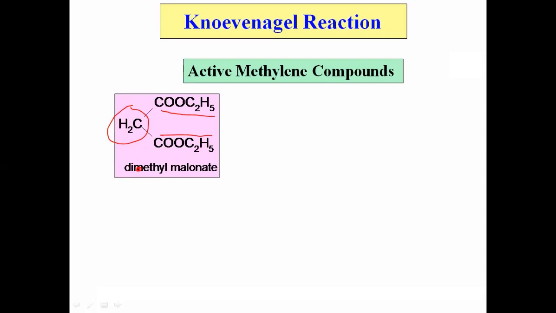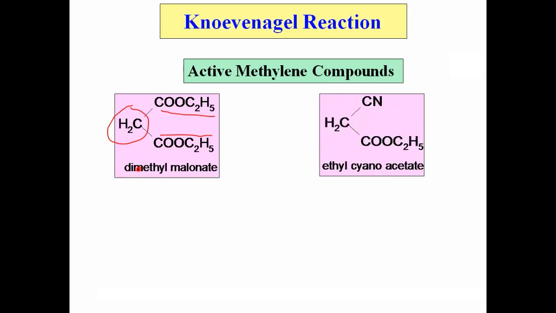Consider an example. Ester, COOC2H5, is an example of electron withdrawing group. Then COOH, cyano group, then keto group, aldehyde. These are examples of electron withdrawing groups. And if such groups are attached to the methylene, then that compound is called active methylene compound.